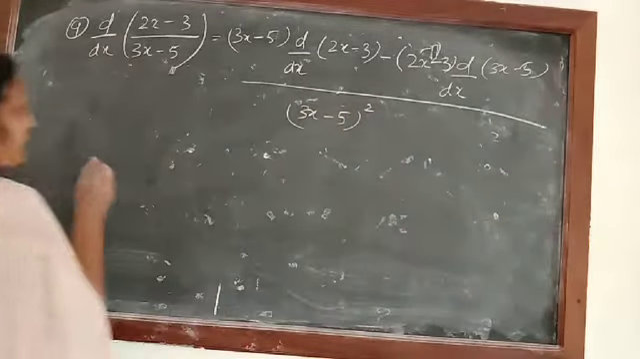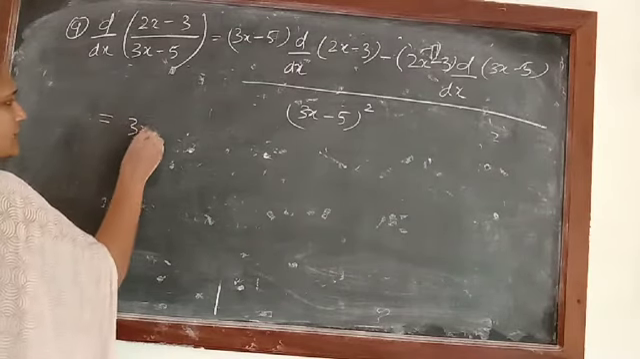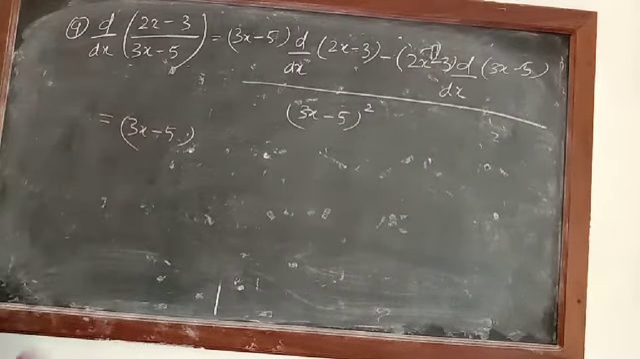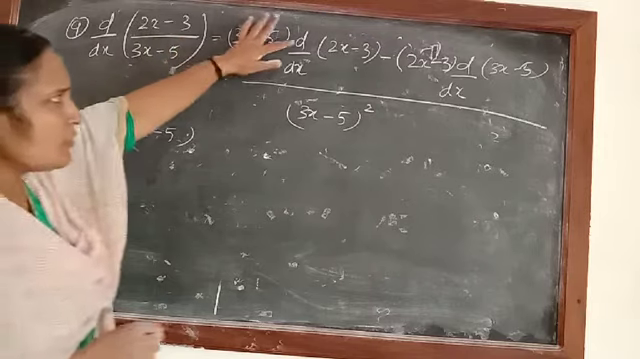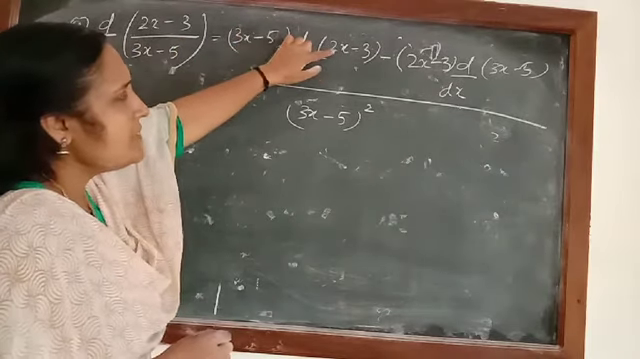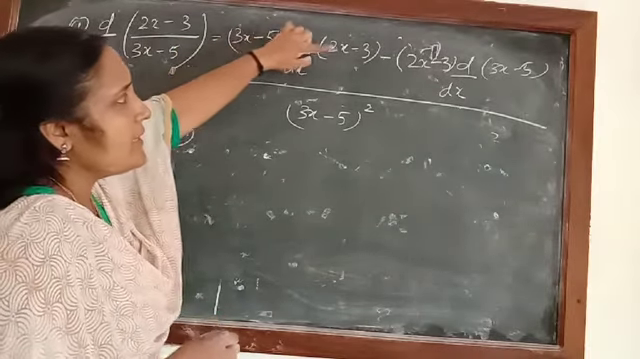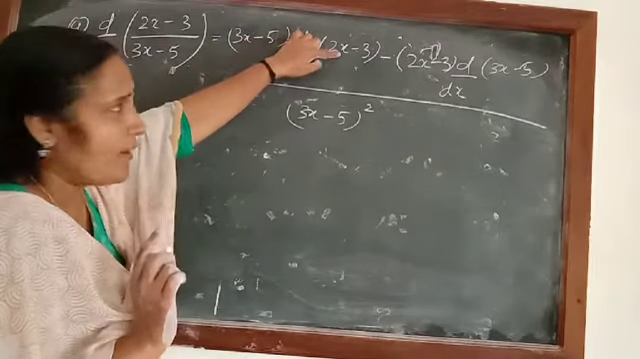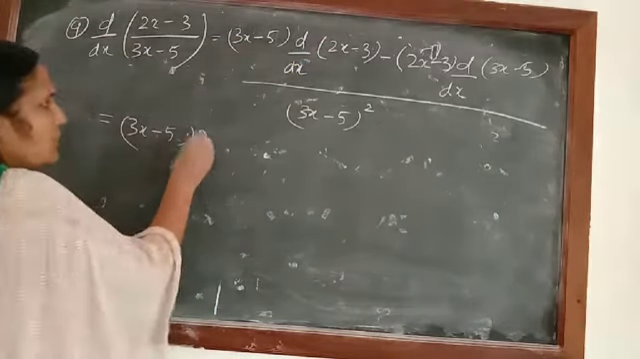3x minus 5 the whole square. Now we can check the differentiation. 3x minus 5 into, what will be d by dx of 2x? 2 will come outside, d by dx of x is equal to 1. So remaining it will be equal to 2 there.